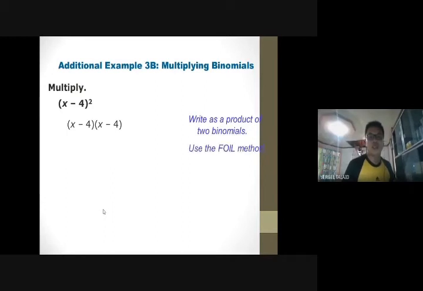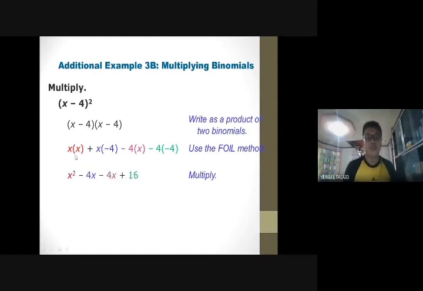Still, you can also use the FOIL method. x times x is the first term. Then x and negative 4 is the outer. Then negative 4 times x is the inner. Then negative 4 times negative 4 is the last term. So the result is x squared plus negative 4x.